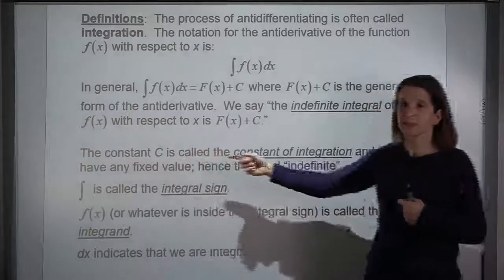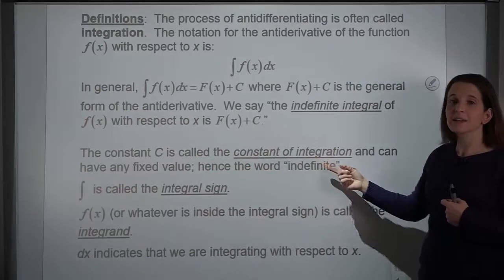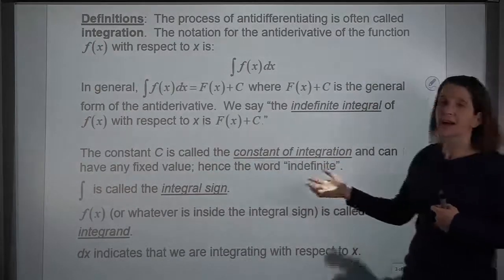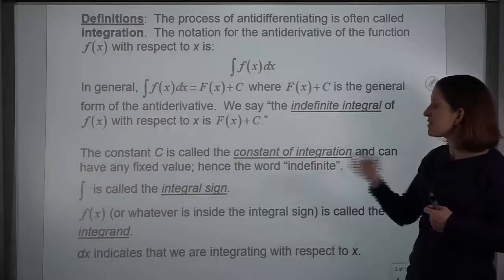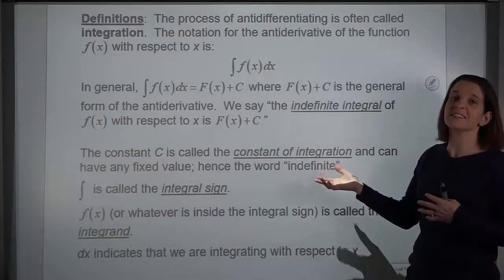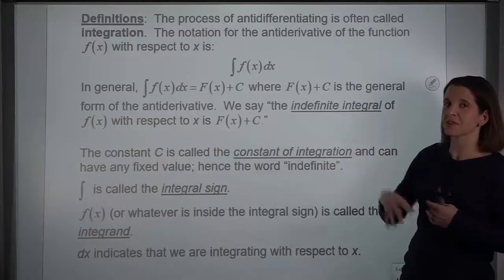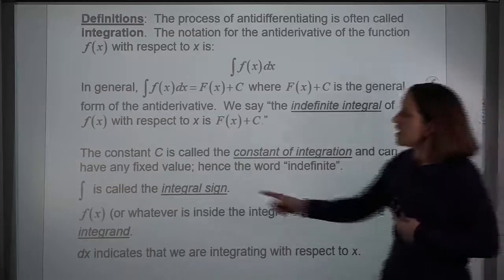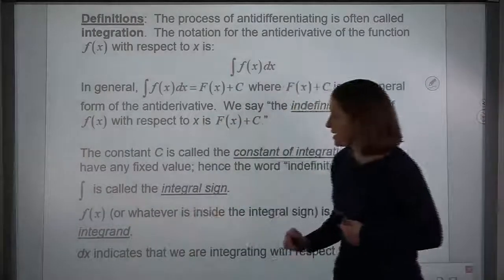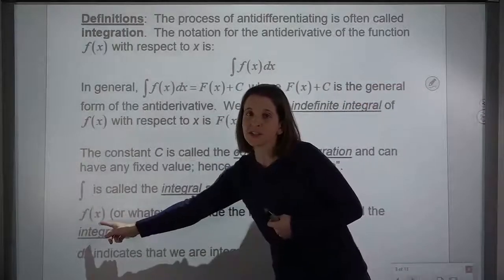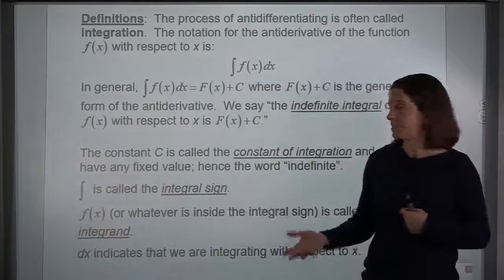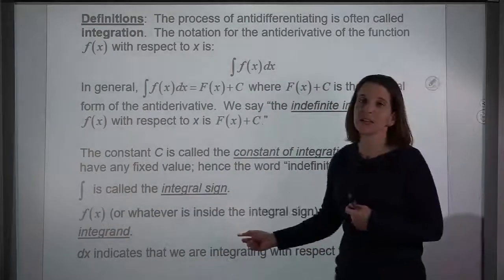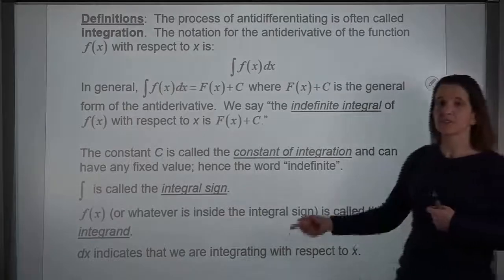So remember the constant c, it's called the constant of integration. And it can have any value. And that's why this answer is indefinite. So these are indefinite integrals. We'll eventually get to definite integrals. This is called the integral sign. And the function inside is called the integrand, okay? So whatever is inside the integral sign is called the integrand.